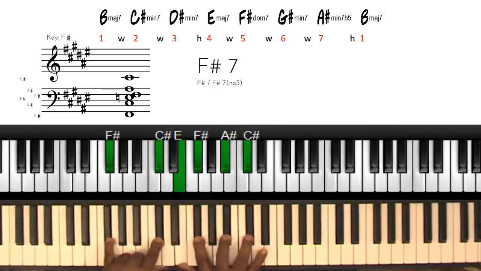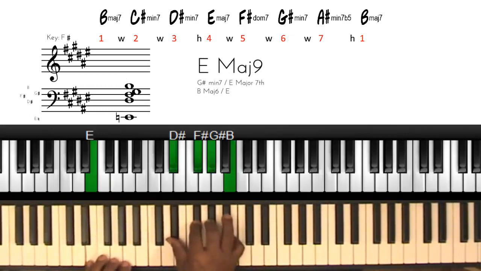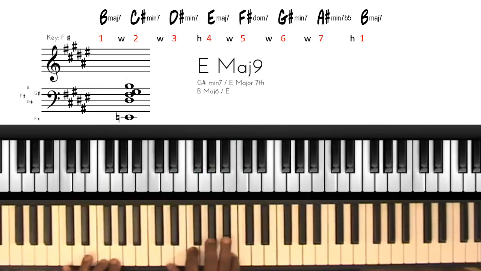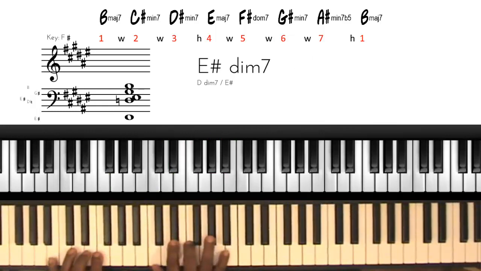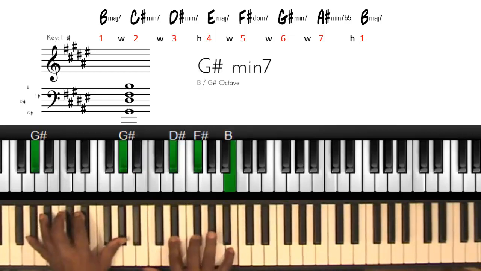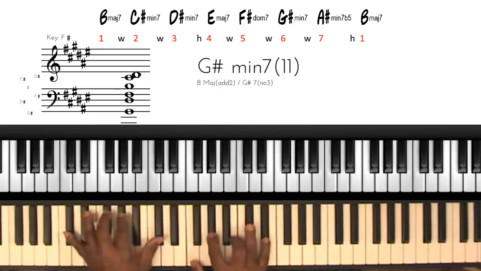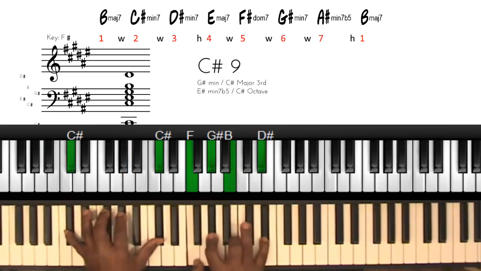What do we do there? So after we played the passing chord and the passing chord to the 1, then we'll play this G sharp minor, and then we'll play C sharp 9.